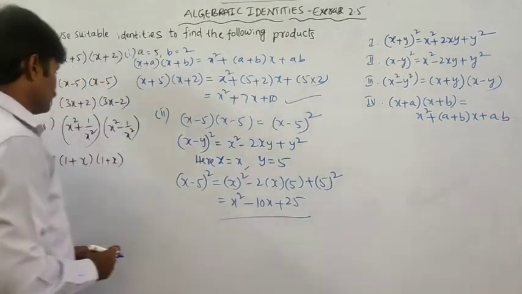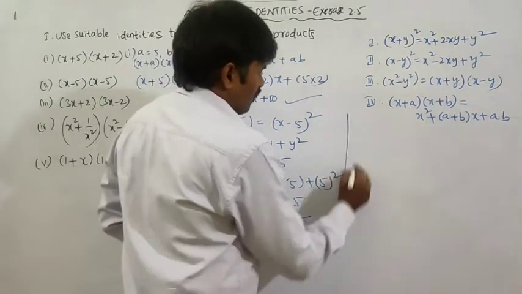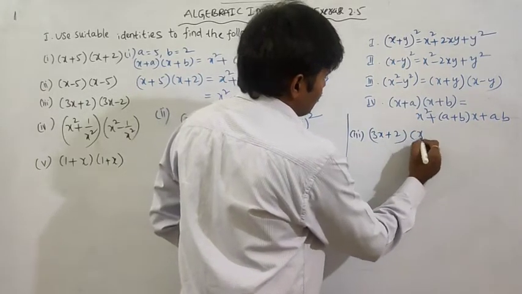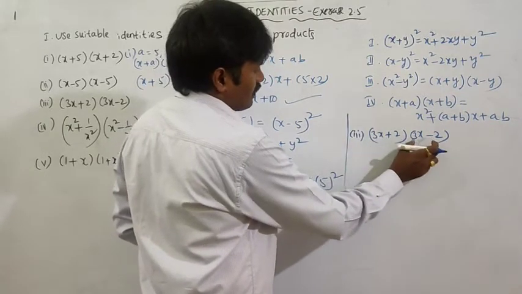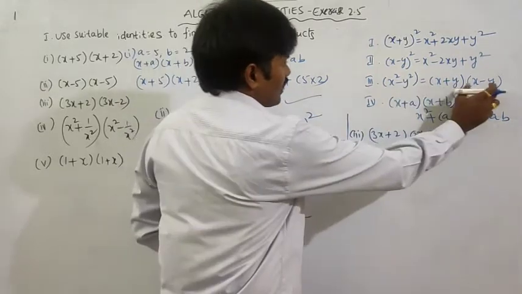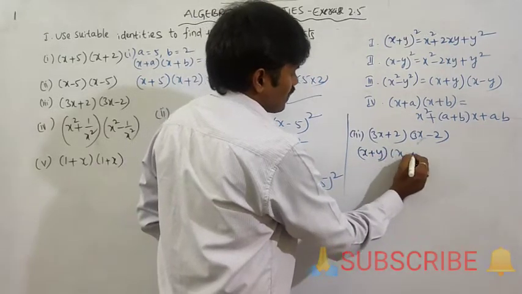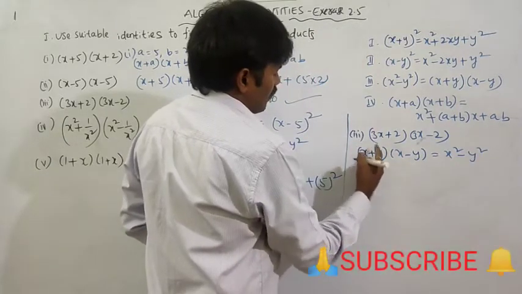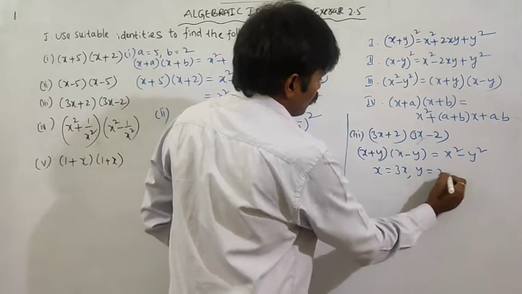Okay, next one, (3x plus 2) into (3x minus 2). Third one is (3x plus 2) into (3x minus 2). Here what is the suitable identity? Two terms are adding here and here two terms are subtracting. So (a plus b) into (a minus b), like (x plus y) into (x minus y), the third identity. The formula is x square minus y square. Here if you compare with this identity, x is equal to 3x, y is equal to 2.